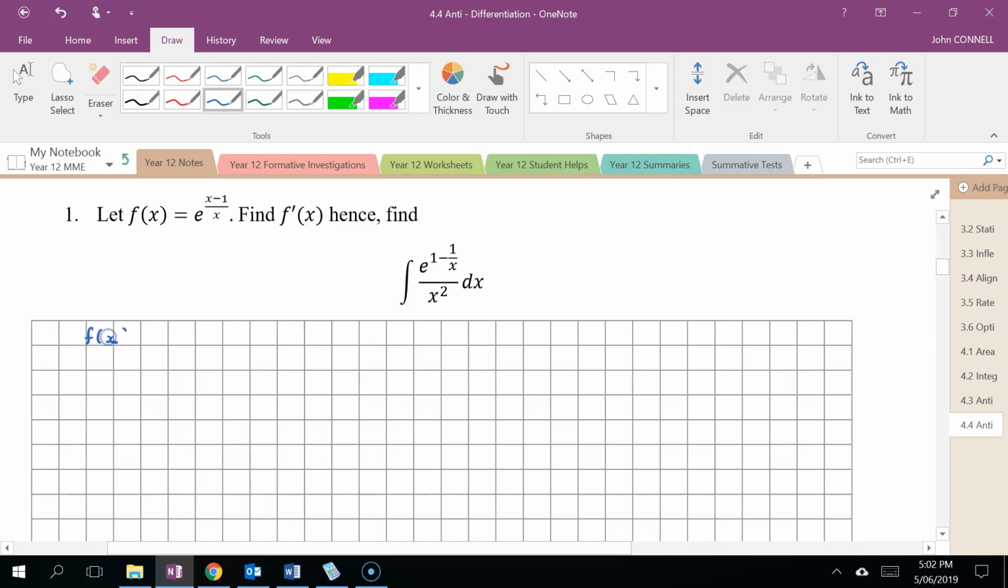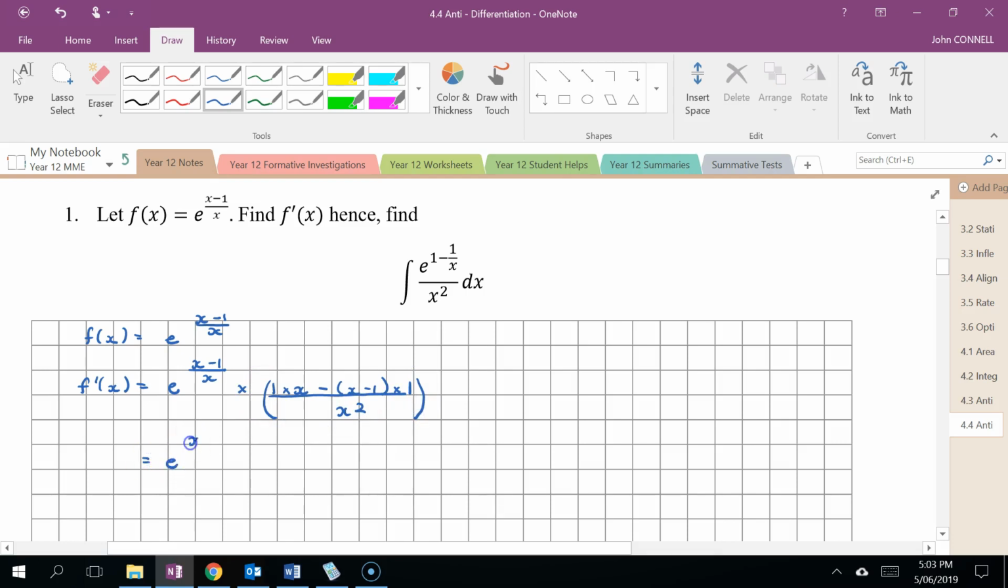So, f of x is e to the power of x minus 1 on x. Then the derivative, f dash of x, is just going to be the exponential of that function, e to the power of x minus 1 on x, times the derivative of the power, which is the derivative of x minus 1 on x: the derivative of the top is 1, times the bottom function, minus the top function multiplied by the derivative of the bottom function, all over the bottom function squared. And so we get that as our derivative.